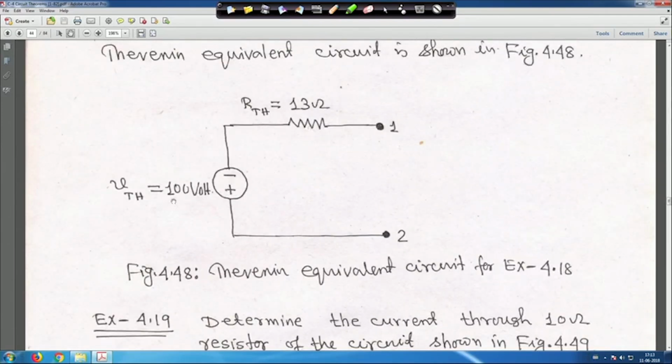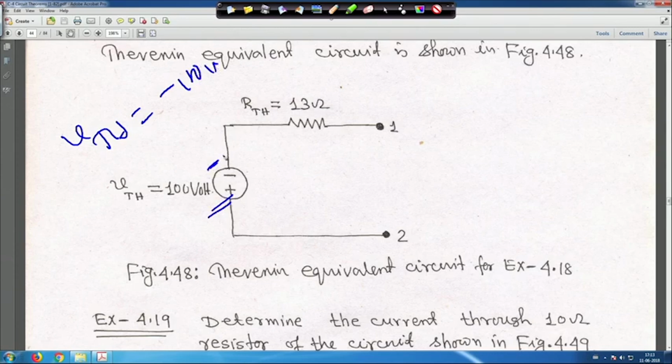It was asked to find out V Thevenin, we got only one thing I have to tell you here, we got V Thevenin is equal to minus 100 volt, right. That is why this plus polarity is at the bottom and minus is here, right. So, that is why I have written V is equal to 100 volt. So, there should not be any confusion and this is your 13 ohm.